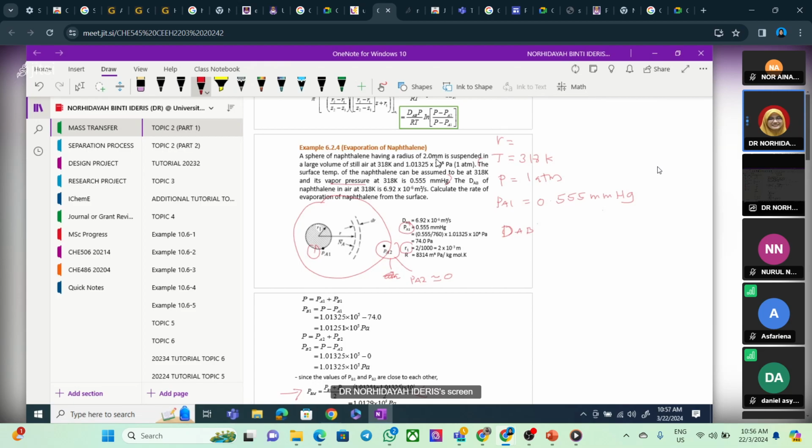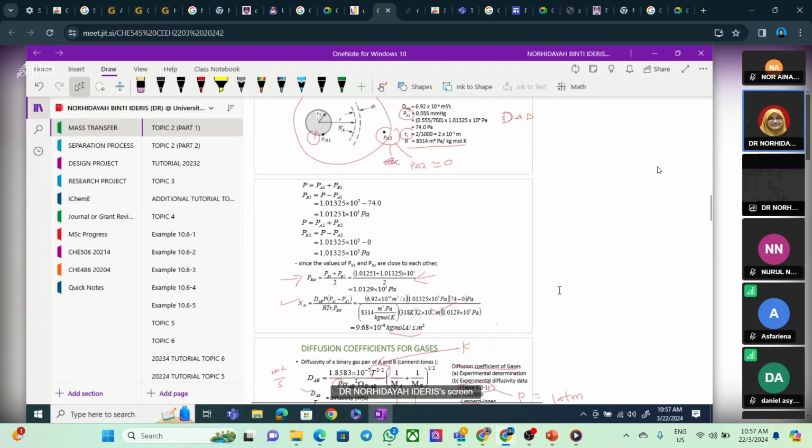Okay, and then they are using the same R as before, 8314 meter cubic Pascal per kilogram mole K. Look at the equation at the bottom here. What is it?